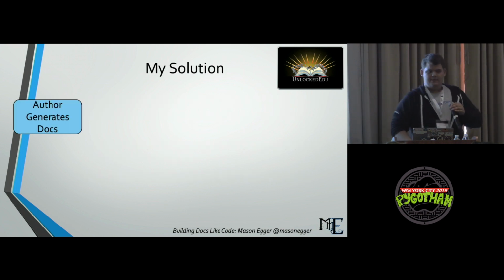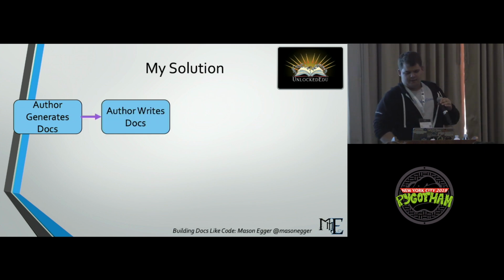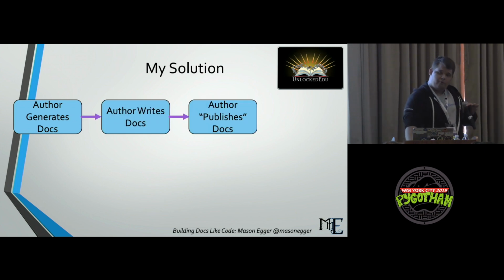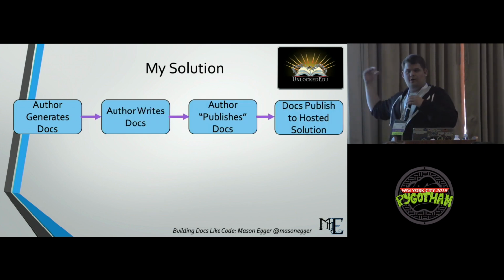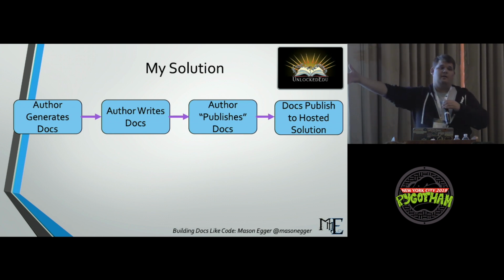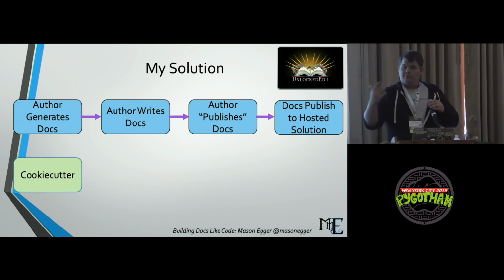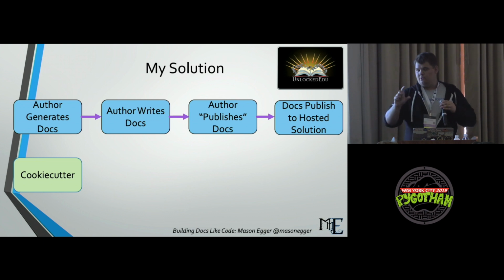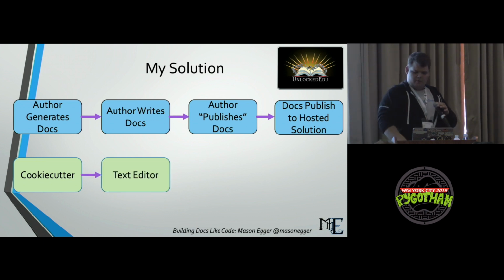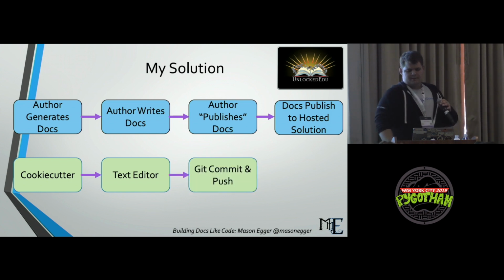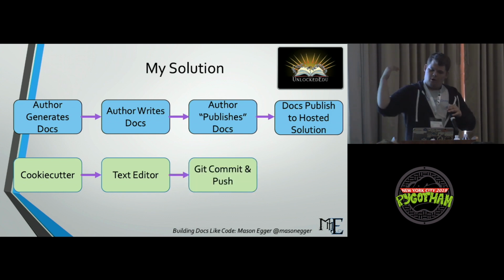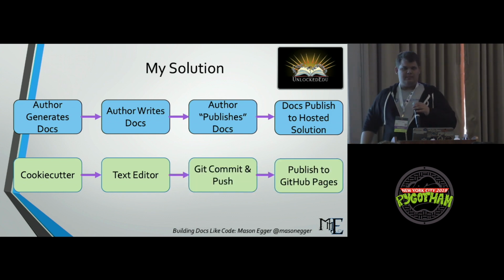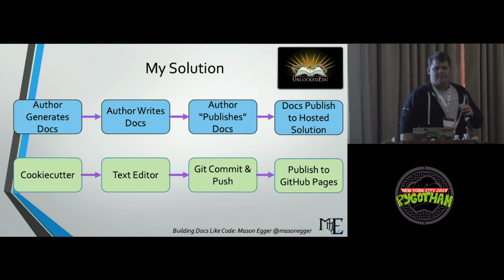So my solution was: an author will generate some docs, the author writes the docs, author will publish docs, and the docs will be published to a hosted solution. So this is the workflow that I want my developers to experience. So I use Cookiecutter, which is a Python templating tool, kind of like Java archetypes. They can template out some code. We use a text editor to write the docs. We git commit push our docs into our repository, and it publishes to GitHub Pages through a CI/CD pipeline.